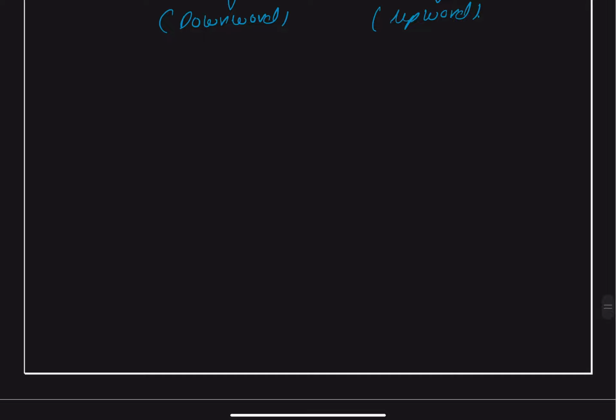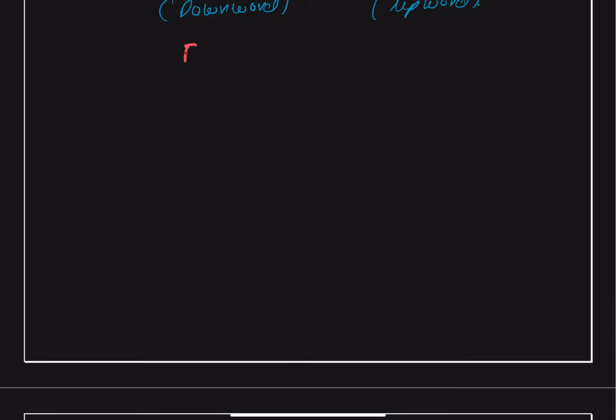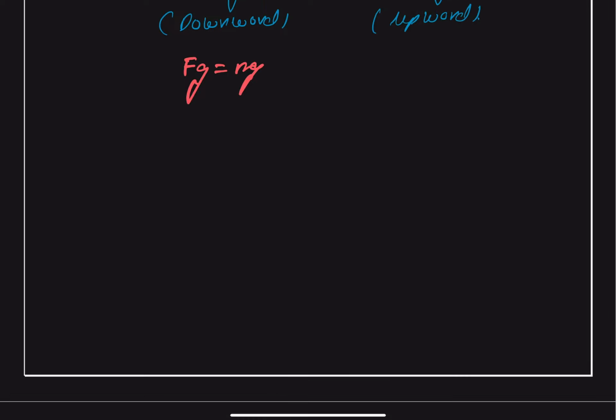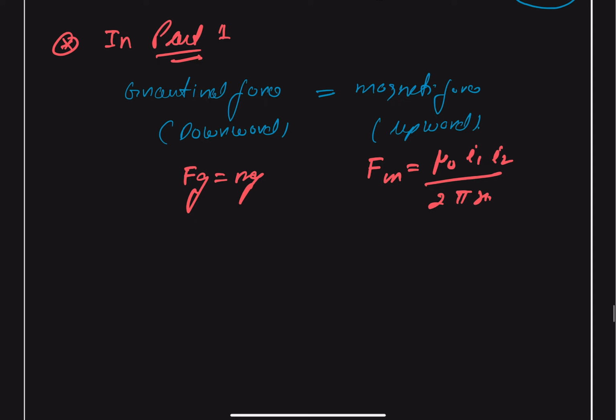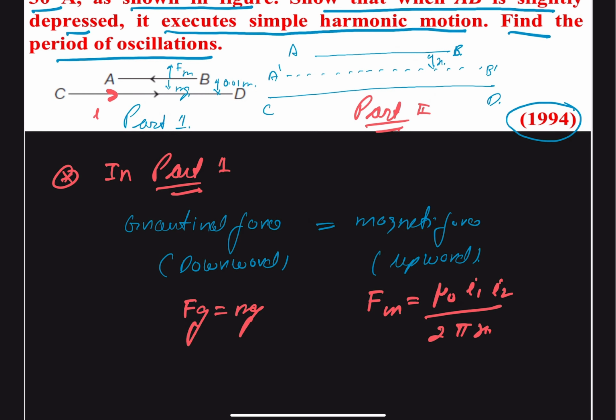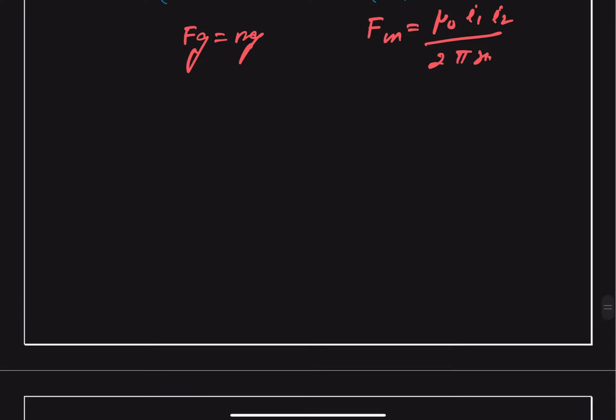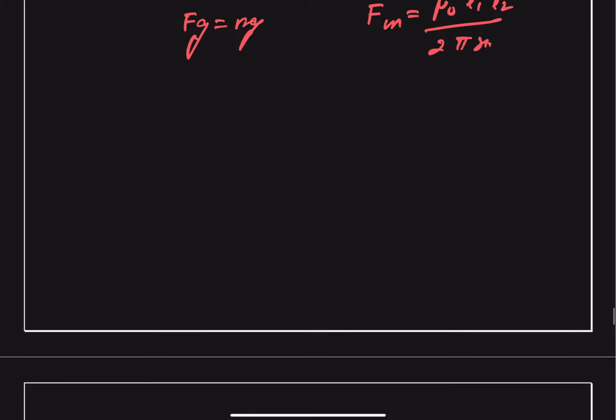The gravitational force is Fg, which we can write as mg, and the magnetic force Fm at a distance x will be equal to mu naught I1 I2 divided by 2 pi x. We assume that the current in CD is I1 and the current in AB is I2. So both are balanced, Fg equals Fm, so mg will be equal to mu naught I1 I2 divided by 2 pi x.